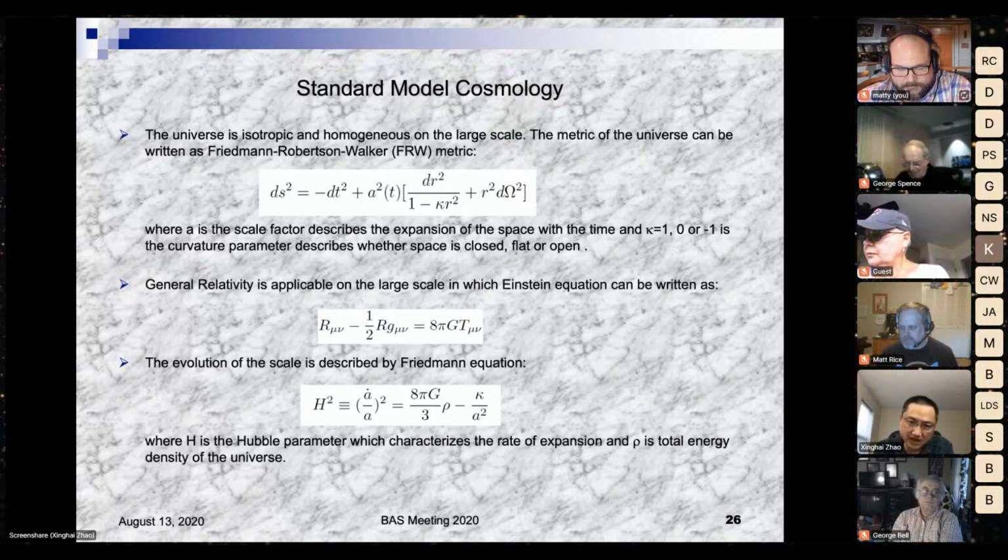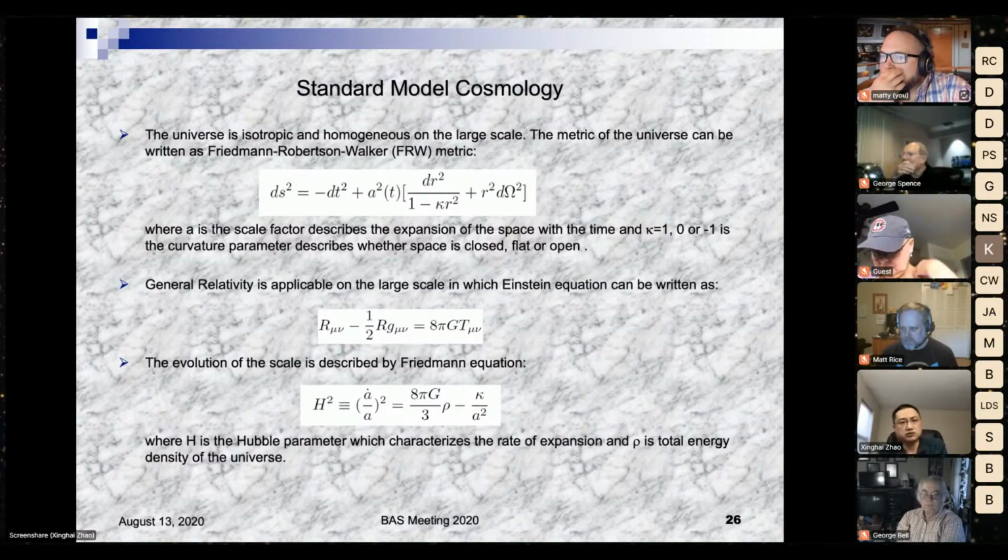The Friedmann-Robertson-Walker metric. I don't want to go through too much detail, but this tells you that you can separate time and space, and the size of the universe can be described by the scale factor. Look at the equation: a is called the scale factor, a squared of t, that's the size of the universe. The scale factor is not an absolute size, it's a relative size.